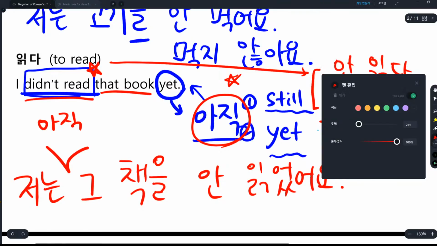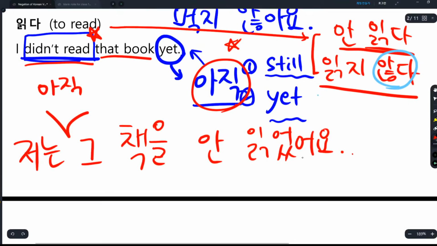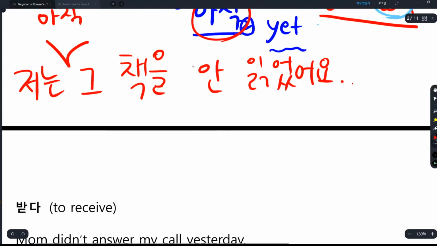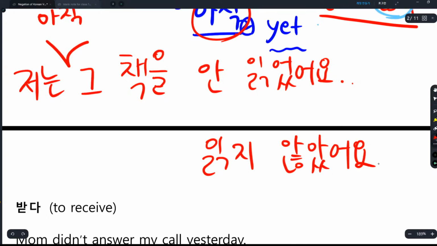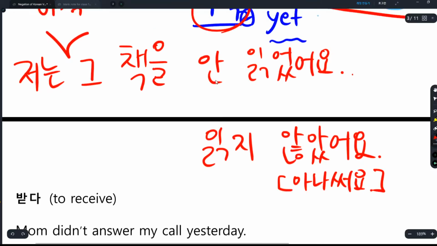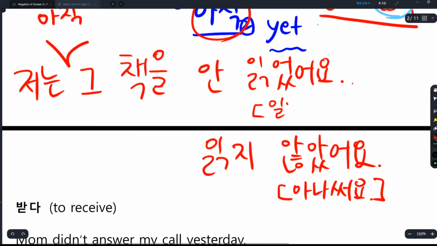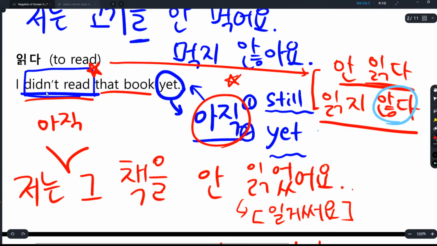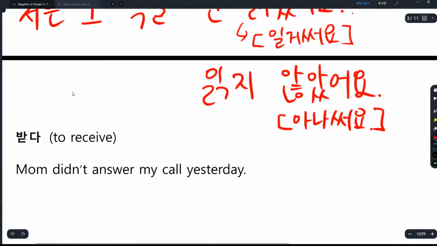So let's write it here. I need more space. 잠깐만요. Let's write it here. 저는 그 책을 읽지 않았어요. And this is pronounced 않았어요. And this is pronounced 읽었어요. So 저는 그 책을 안 읽었어요. Or 저는 그 책을 읽지 않았어요. Both would be the translation of I didn't read that book yet.